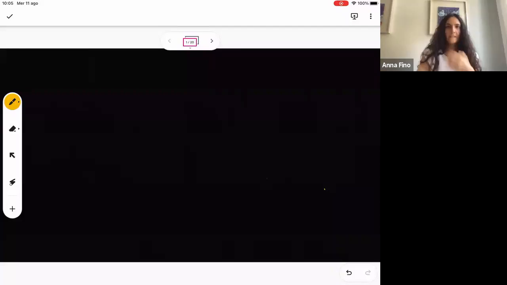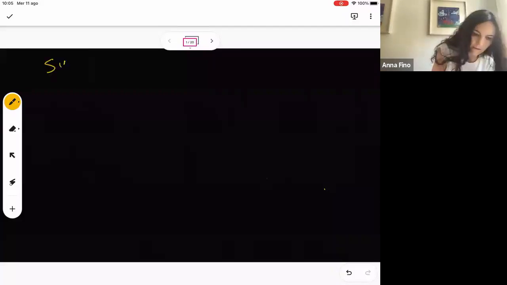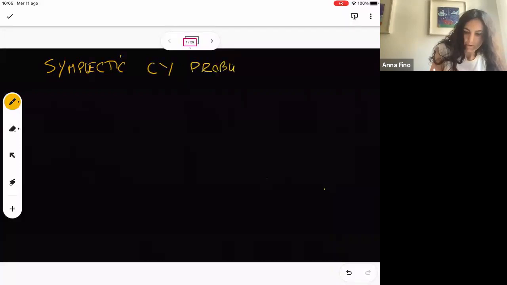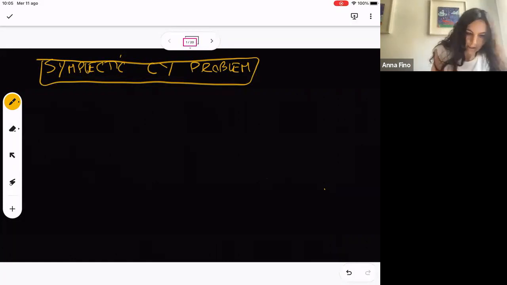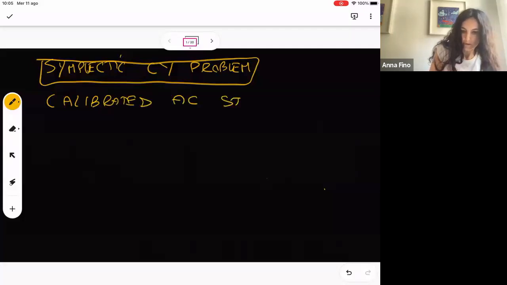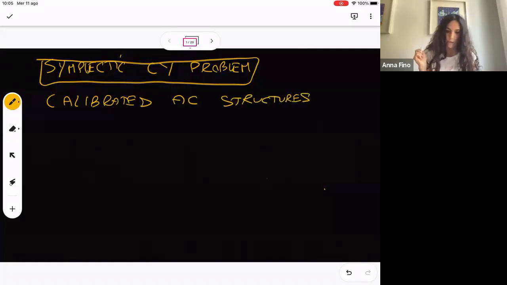Yes, today we will talk about the symplectic Calabi-Yau problem. So the idea will be to work more on symplectic manifolds, where the almost complex structure will not be integrable. So let's start by defining what calibrated almost complex structures are. We already saw what tamed ones are. Here we will have an extra condition.